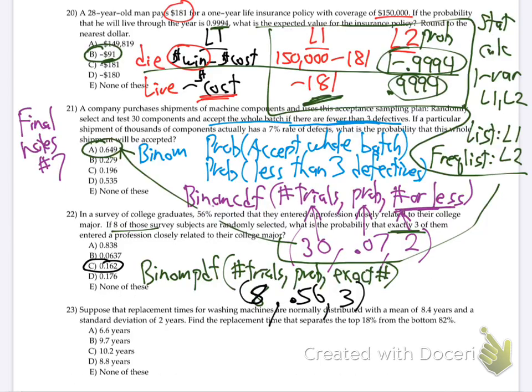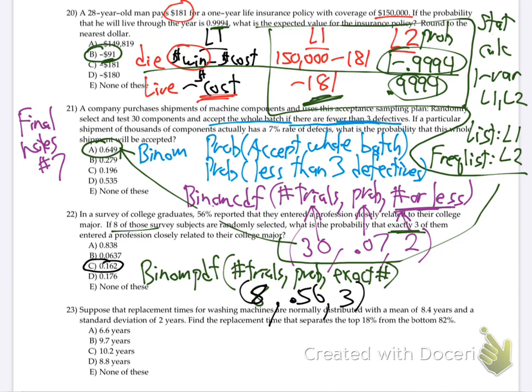We need 23 on the fresh screen. No, we need it here. All right. 23. Suppose that replacement times for washing machines are normally distributed. Did you catch that word? So is this a binom? No. No way. Normally distributed. That's the buzzword, right? There are words you want to hone in on. There's a big one. Normally distributed. So we're going to go to number 8 on the final notes.